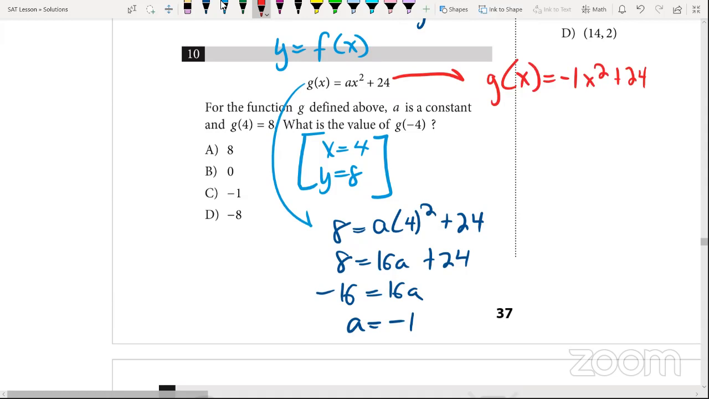So the difference between x and y, which are variables, and a, which is a constant, is that once we find a, it'll always be the same answer for a. It won't change depending on different x and y values.